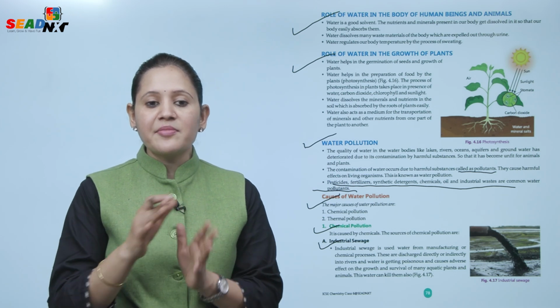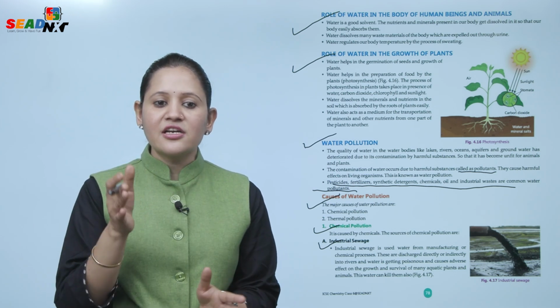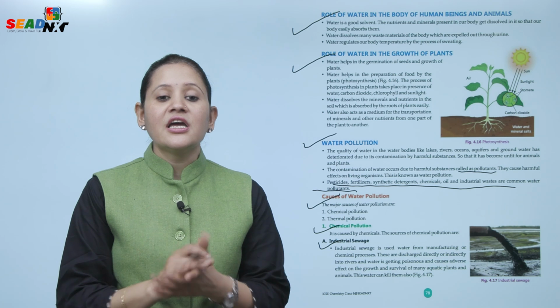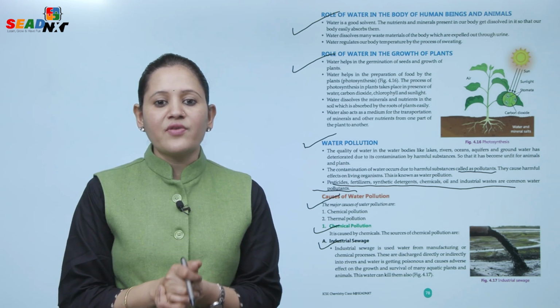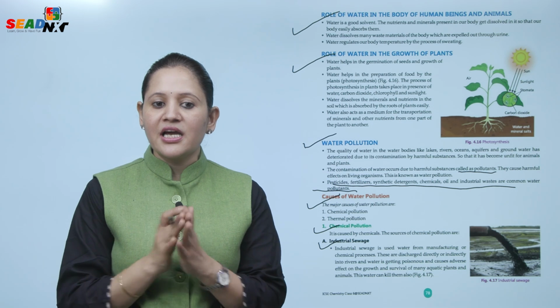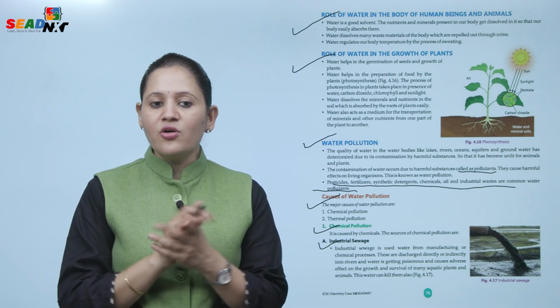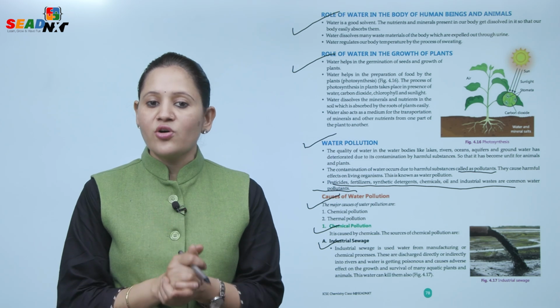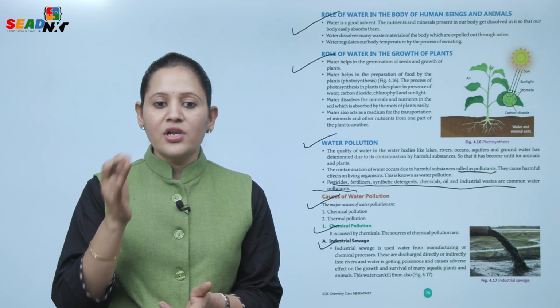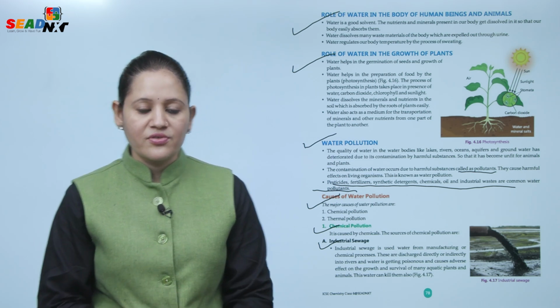When these chemical wastes get discharged directly or indirectly into river and water, it makes it poisonous and causes adverse effects on the growth and survival of many aquatic plants and animals. This is how it makes the water polluted, and this water can kill them also. The plants and animals who live in that water can be killed.